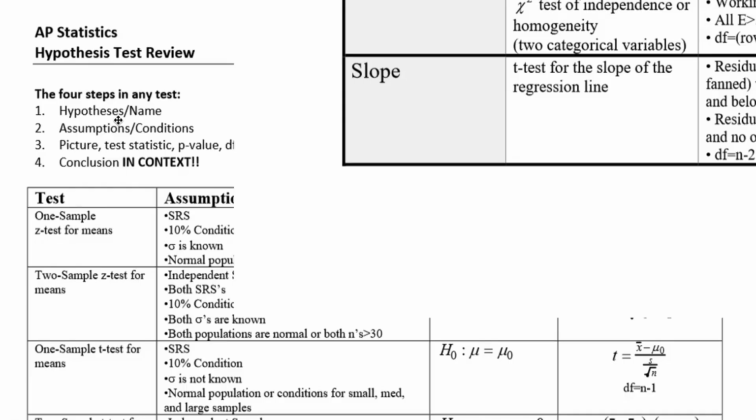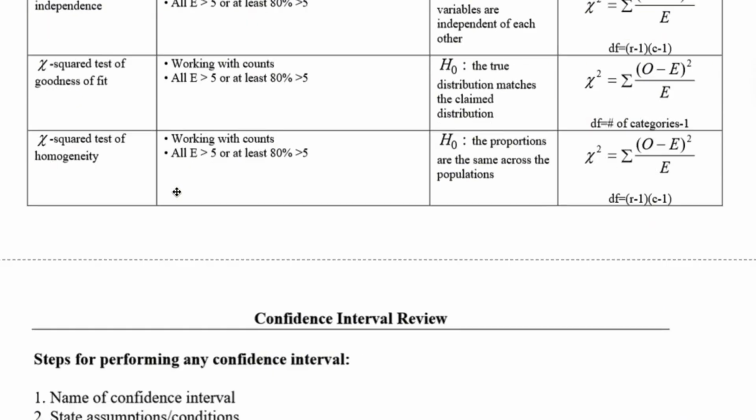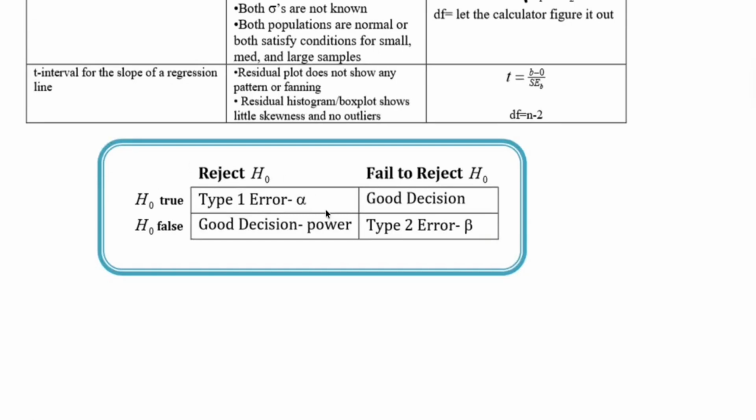Third, picture, test statistic, p-value or degrees of freedom. Fourth, conclusion, have to be in context. That's why I bolded and capitalized it. Okay. And here is just a little review for when to type 1 and type 2 error, and when to reject or when to accept.